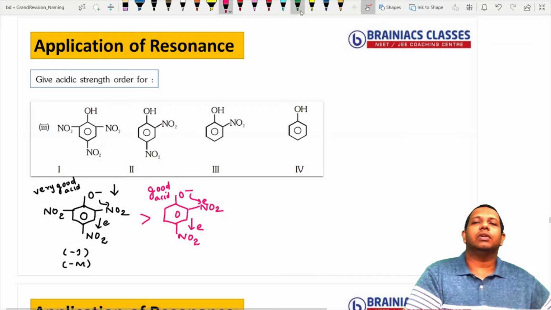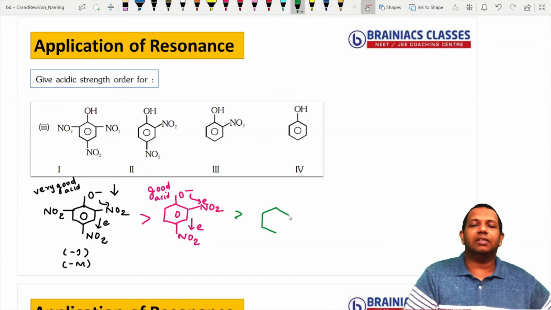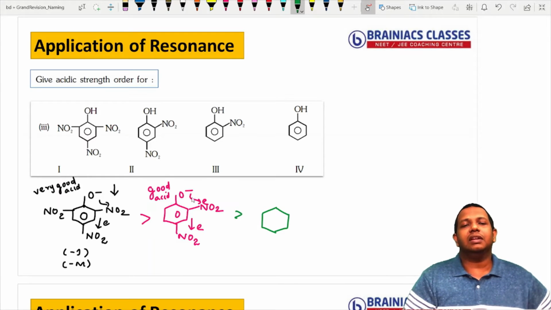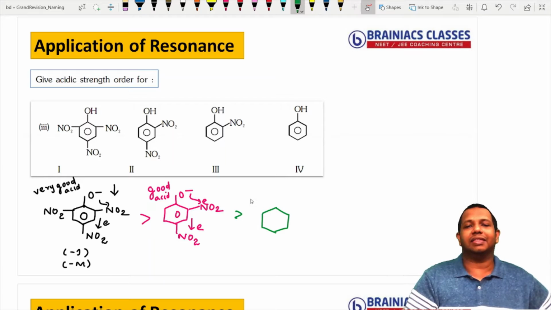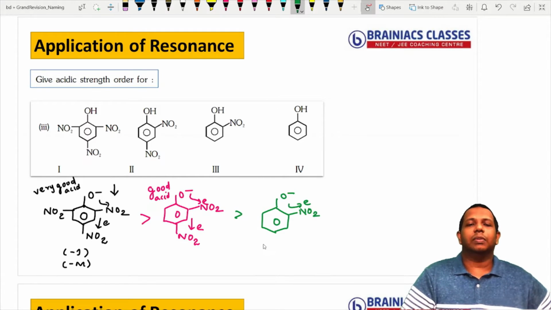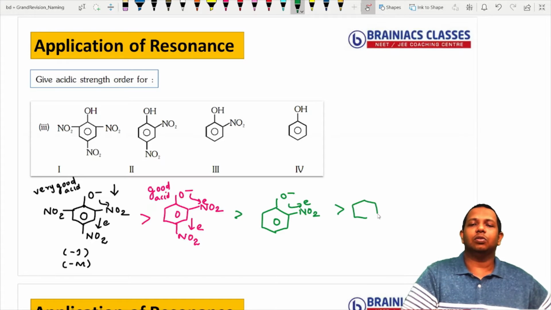Now if I go to the third one, you can see it still has only one NO2. So that means if you have more minus I effect groups connected to the benzene ring, then that compound will be more acidic in nature. We will write that conclusion. So here only one NO2 group is there and O minus. So this is only attracting the electron, making it less acidic. Now last comes phenol. There is nobody to stabilize the phenoxide ion. That's why it comes last.